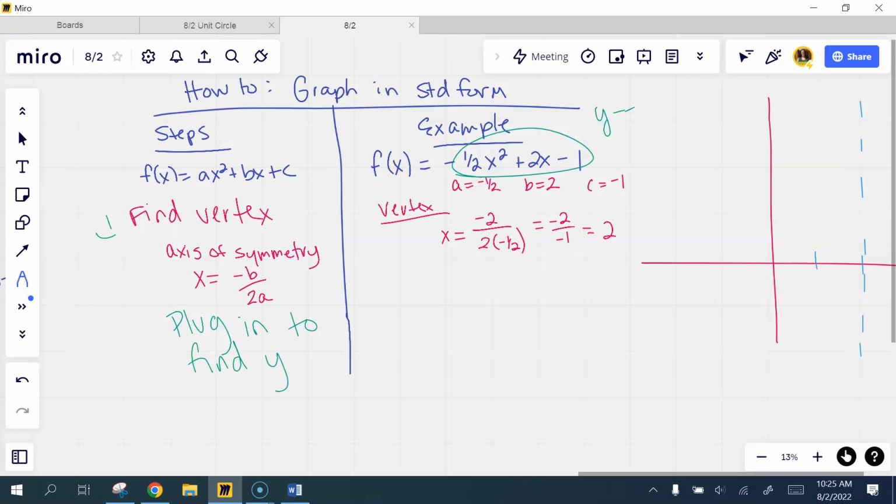I guess I should list your steps. This is step 1 on the vertex. So here, what I'm really doing, just like that Kahoot yesterday where it said, what is f of this number? I'm finding f of 2. I'm plugging 2 in for x in order to find the y value. So if I plug 2 in here, I get negative 1/2, 2 squared.